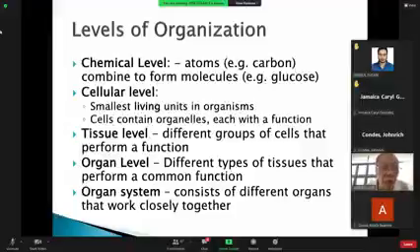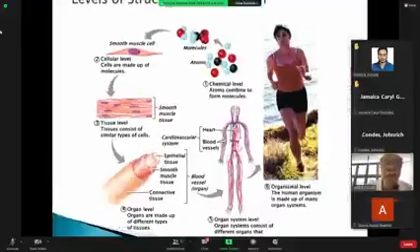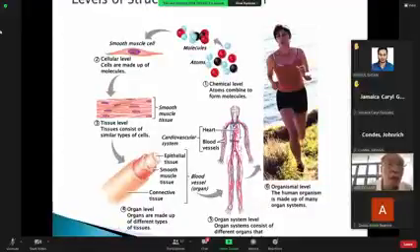So different organ systems are composed of different cellular tissues. There are 6 levels of organization. Look at it here. The first level is chemical, the second is cellular, the third is tissue, the fourth is organ, the fifth is organ system, and the 6th level is the organismal level.